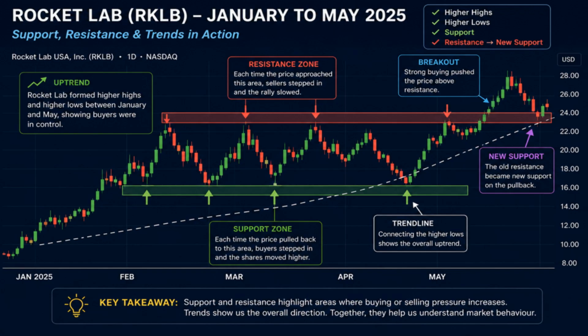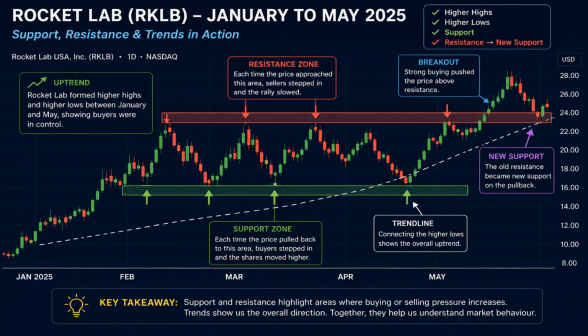Let's look at a real example using Rocket Lab. Rather than looking at a perfect textbook illustration, this is how support, resistance, and trends appear on an actual stock chart. Between January and May, Rocket Lab was in an overall uptrend. The first thing we notice is that the stock continued making higher highs and higher lows. That tells us buyers were generally in control. Next, we can identify an area where buyers repeatedly stepped in. Each time the price pulled back towards this level, demand increased and the shares moved higher again. This became our support zone.